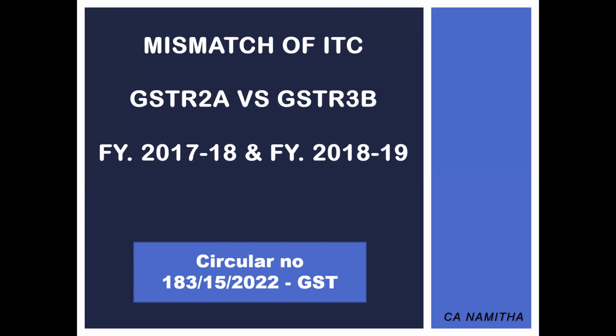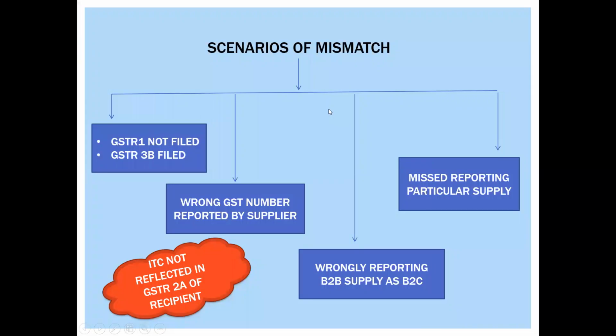Now, these discrepancies between the ITC availed in 3B and 2A are being noticed by the tax officers and are being flagged, seeking explanation from the registered person. Because of this, a lot of representations have been received from the trade as well as tax authorities seeking clarification regarding the manner of dealing with such discrepancies. In the circular, 4 scenarios are discussed and clarifications are given on the basis of these scenarios. Now let us understand what these 4 scenarios are.